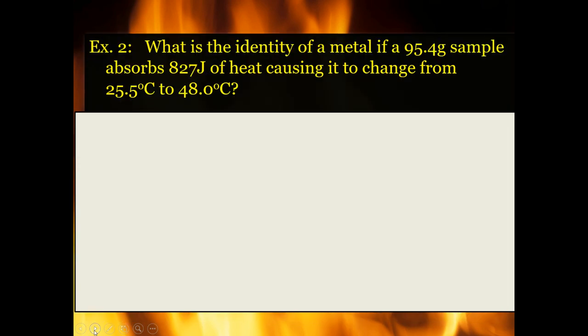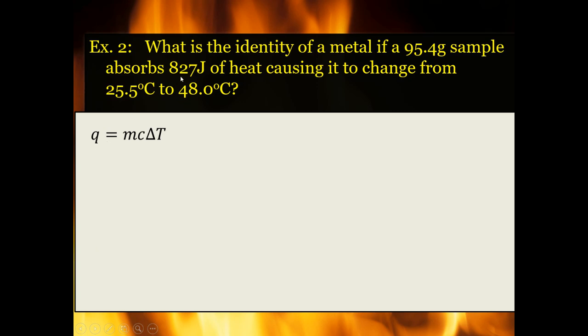Here's another example. What is the identity of a metal if a 95.4 gram sample absorbs 827 joules of heat, causing it to change from 25.5 degrees Celsius to 48.0 degrees Celsius? Again, we've only learned one formula so far, and that is our Q equals mc delta T, but we do see that we have a change in temperature, and that's what's going to tell us eventually that this is the formula that we need to use. When we have a change in temperature, this is the only formula we're going to learn that has that change in temperature. So now we'll start plugging in.